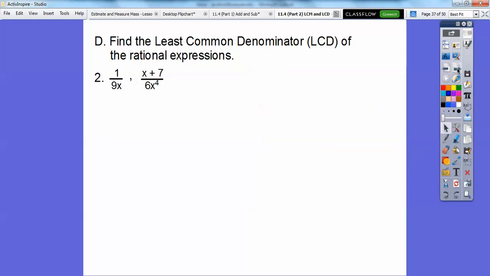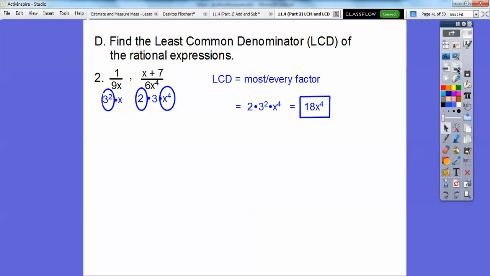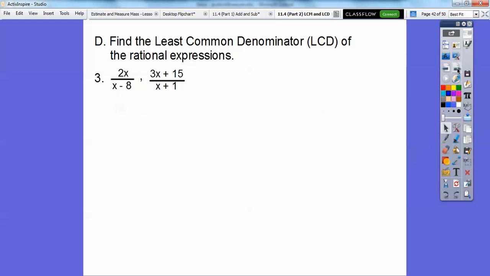Okay? All right, same thing. Let's just get the prime factorization of 9 and 6. So 9 is 3 squared, and 6 is 2 times 3. So remember, most of every factor. So the biggest group of 3's, the biggest group of 2's, and the biggest group of x's. So my LCD is going to end up becoming 18x to the 4th.